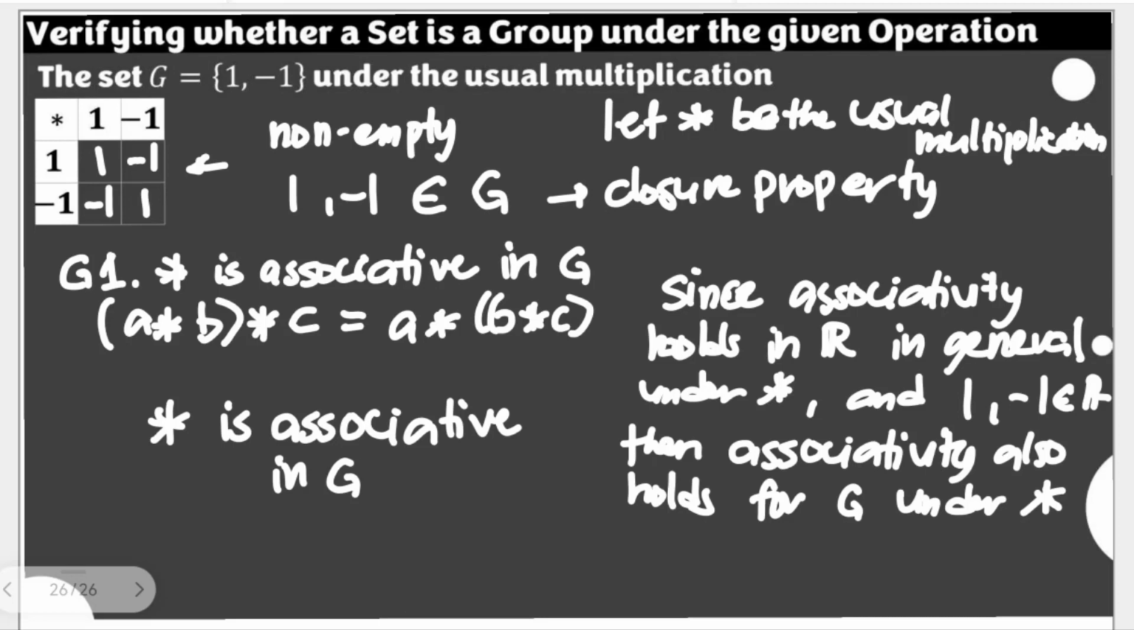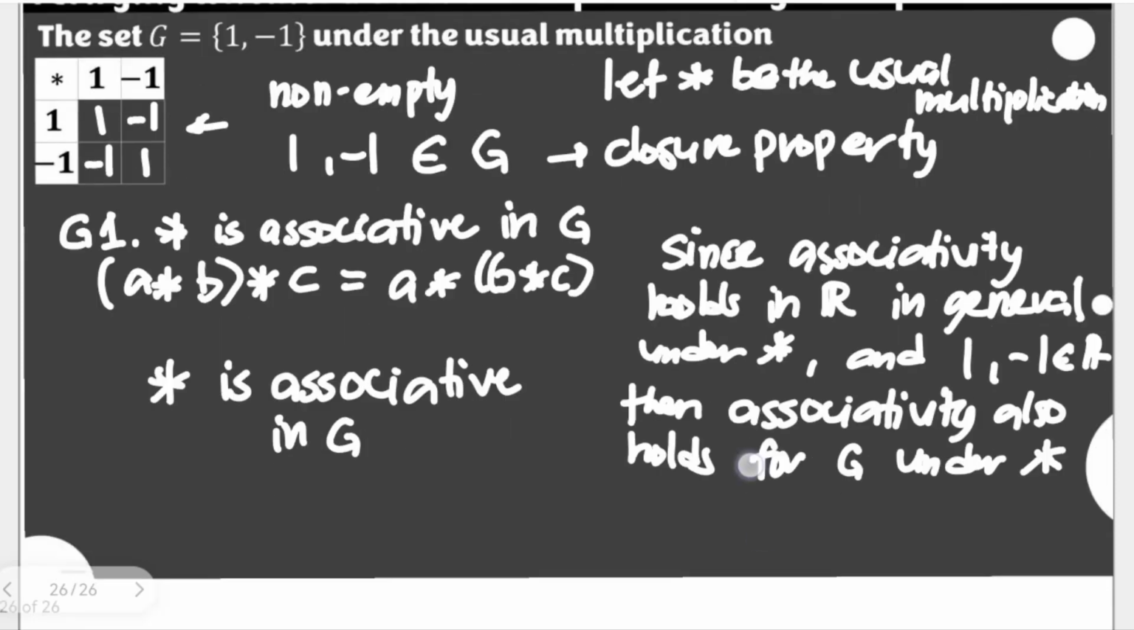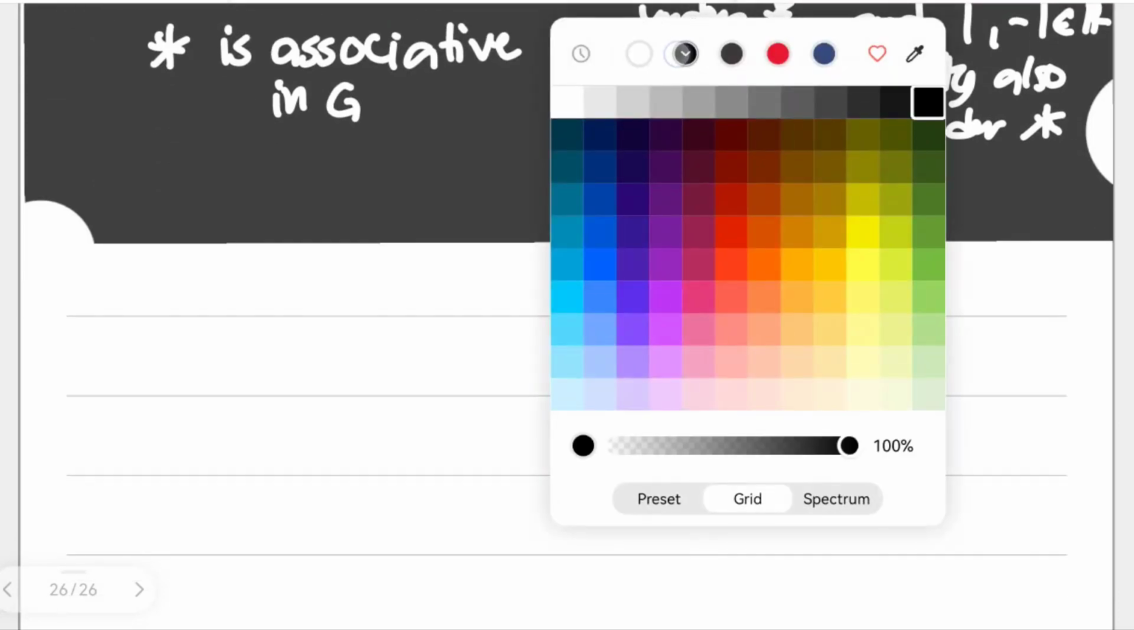The first condition has been met. Let's proceed now. Of course, we just simply need to make some statements here since we have specific items here, and we would need a longer time to really look into the samples of associativity for each of the elements here. Let's proceed to G2. Let me change my color here.